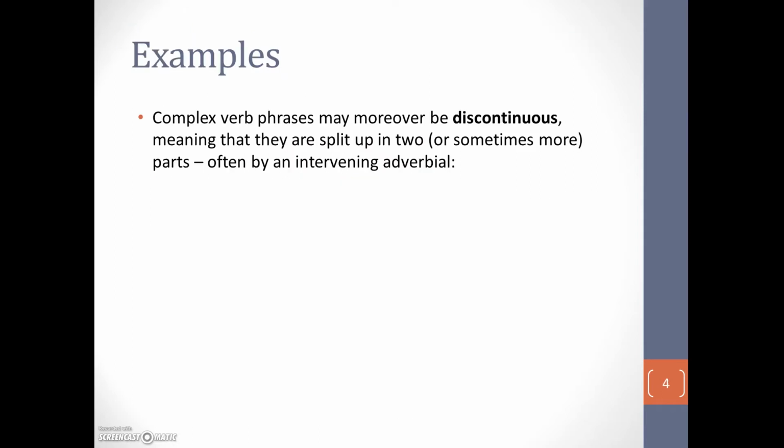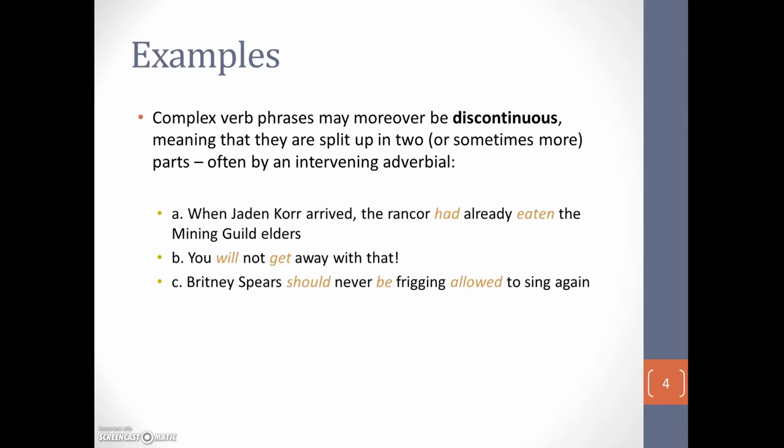Now, a complex verb phrase can also be discontinuous, and that means that basically it's split up into 2 or more parts. So it's not continuous, but there are things in the middle that separate the different verbs inside the verb phrase. This is most likely going to be an adverbial, right? So here we have a couple of examples, and we can see that now we have small adverbials in between the orange verbs.